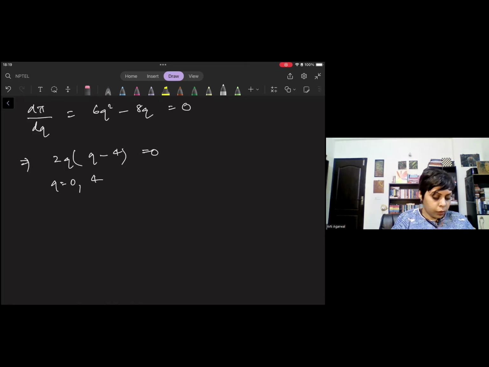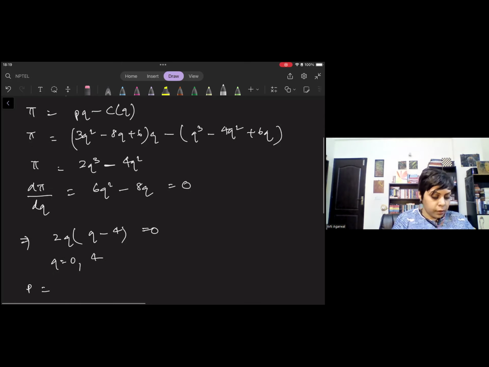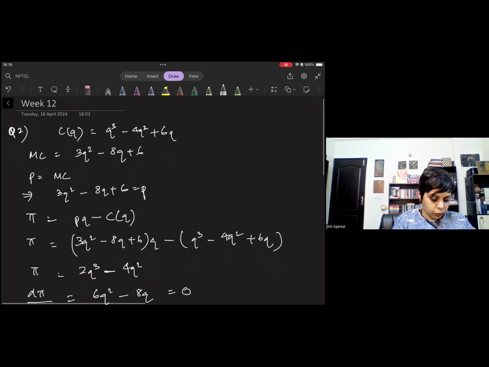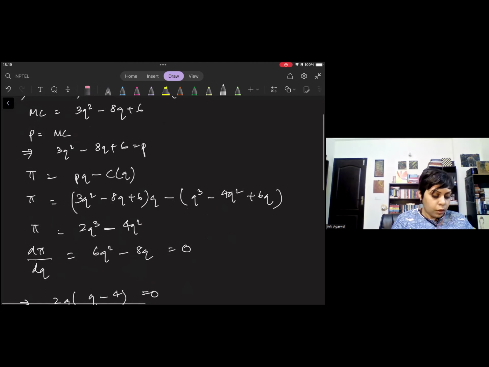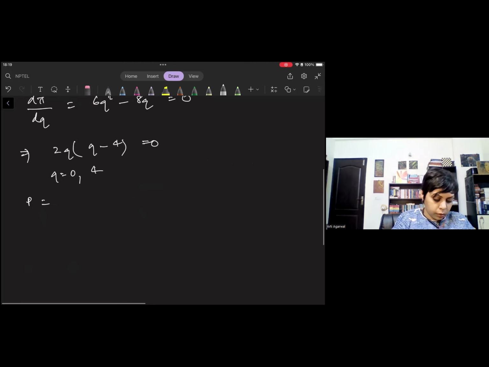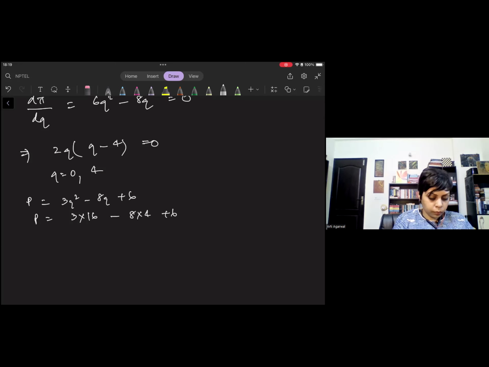So it will not choose q equal to 0. Price is equal to, what is the function for price? Yeah, 3q square minus 8q plus 6. So you can plug in the value of q, minus 8 into 4, 48 plus 6, 54 minus, let me just use the calculator.